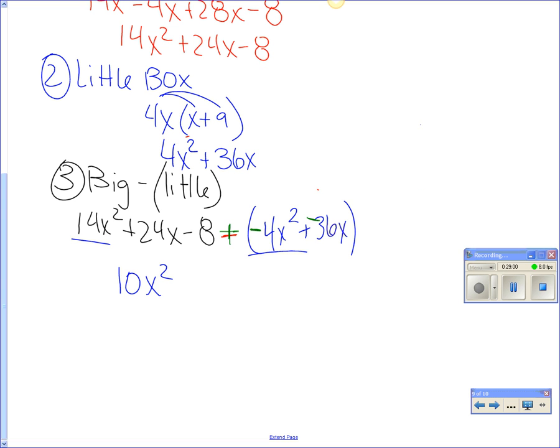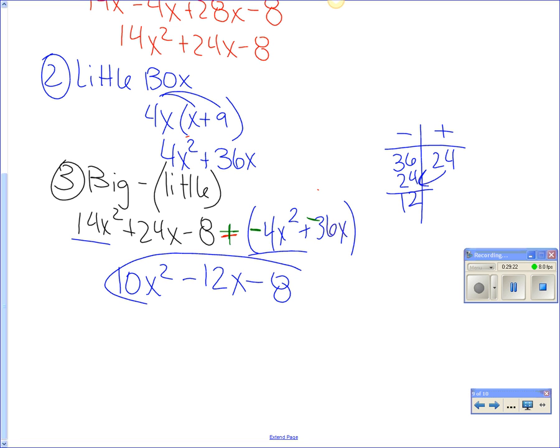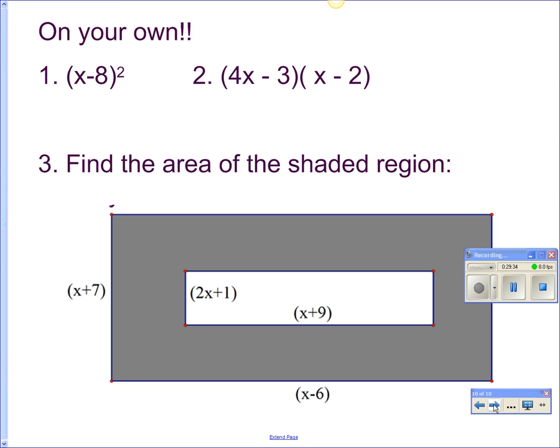So that would be a good one to do my chart on. Positive 24, negative 36, move it, lose it. Positive 12 or negative 12? And Brandon, there's one more thing I have to put in my answer. Negative 8. Any questions? All right, Yo-Yo.